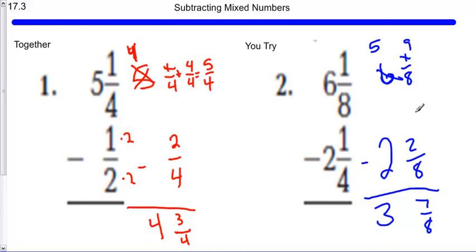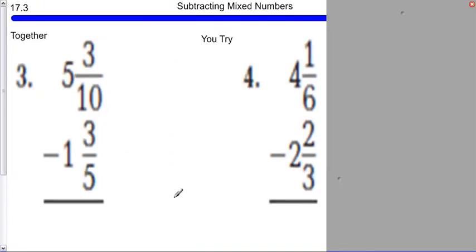So after I borrow, I have to subtract. 9 minus 2 is 7. 8 is my denominator. 5 minus 2 is 3. Let's turn the page. Let's do another one together.